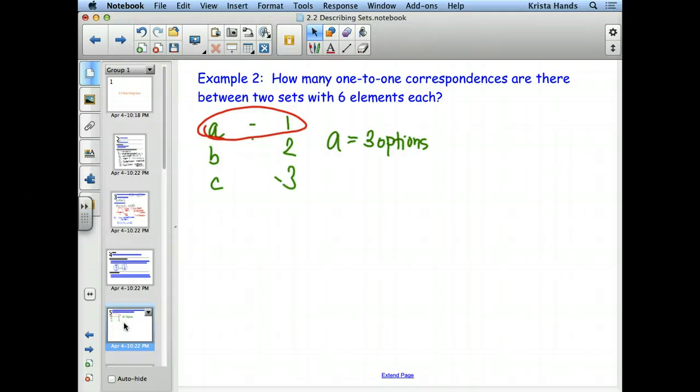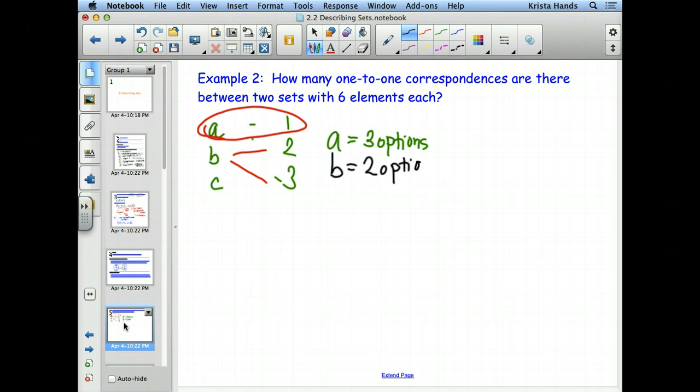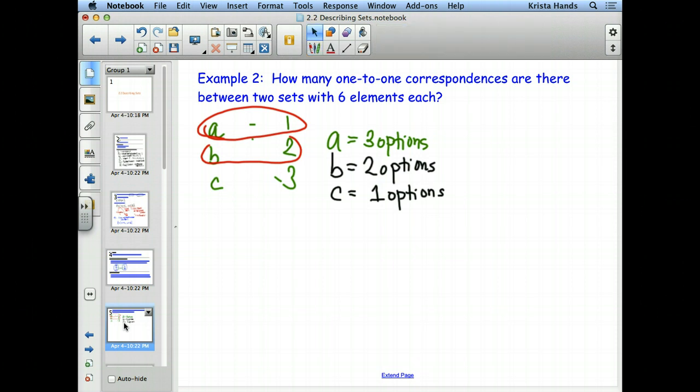Okay? Now, we've got B and 2 and C and 3. So B now has how many options that it could correspond to? It has 2, right? So B then has 2 options. And then the last one, of course, once B has been paired up with some number, and we'll just say the number is 2 so that I can keep my picture going a little bit more cleanly, then C has how many options? 1, right? They're like the last person picked for dodgeball. Right? Okay, so we've got this last pairing because they're the ones that are left over.